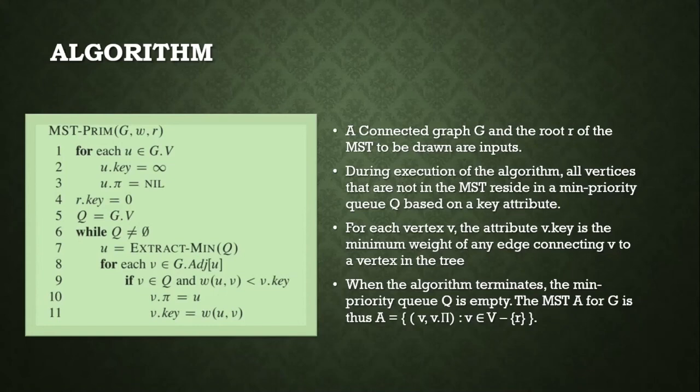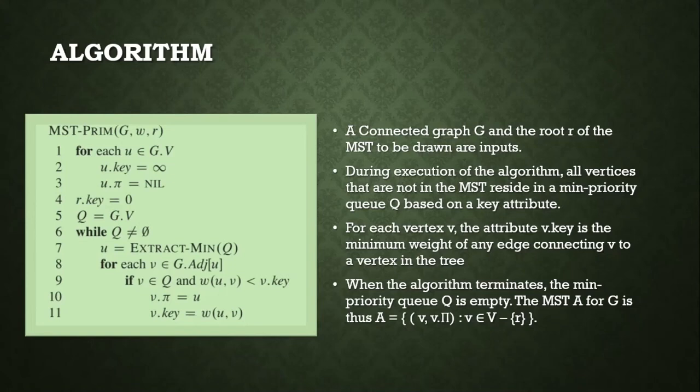any value is less than infinity, so we're going to write v.key as the new value w(u,v), and v.pi is equal to u. That means v's parent is u. That's how we're going to do the program. Here you can see a connected graph G and the root r of the MST to be grown are inputs. During the execution of the algorithm, all vertices that are not in the MST reside in a min priority queue based on the key attribute.